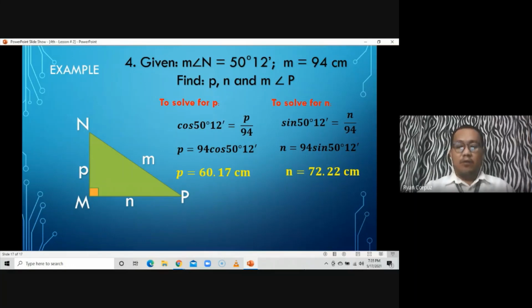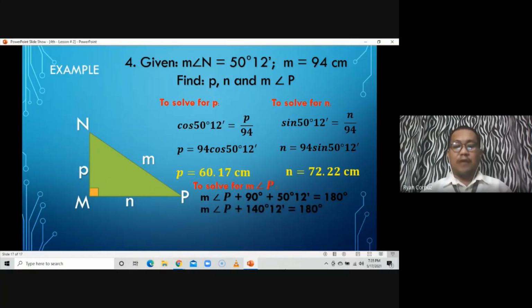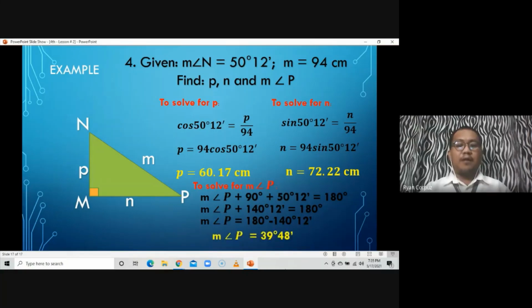Then lastly, to solve for the measure of angle P. Again, the two measures of the angles are already given, so we can make use of that. So measure of angle P plus 90 degrees plus 50 degrees and 12 minutes is equal to 180 degrees. Add the 90 and plus 50 degrees and 12 minutes. Meron tayo 140 degrees and 12 minutes. Move that to the right side of the equation, magiging minus 140 degrees and 12 minutes. So 180 degrees minus 140 degrees and 12 minutes, you'll come up with the measure of angle P, which is equal to 39 degrees and 48 minutes. So that's how we solve example number 4.